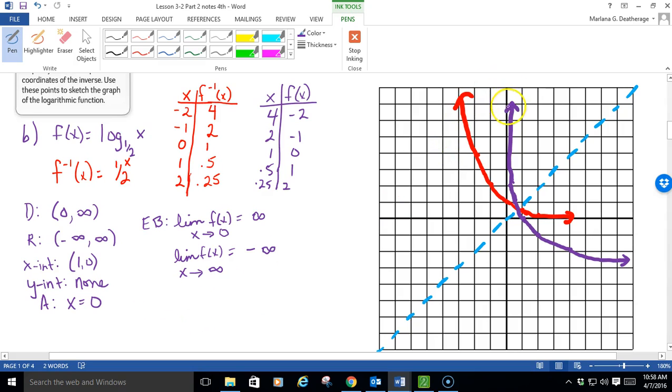And then, moving left to right, is it increasing or decreasing? Decreasing. Just like the exponential one. Its inverse is also decreasing. And that would be from 0 to infinity. Okay? Any questions about that?